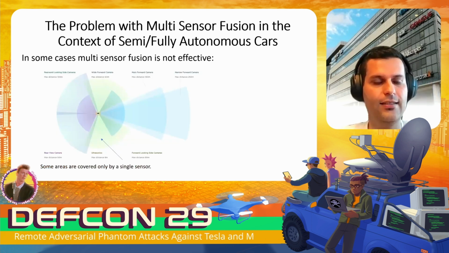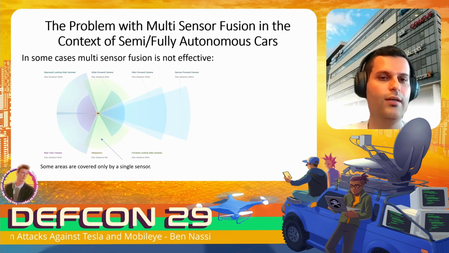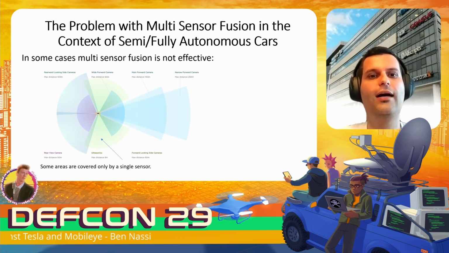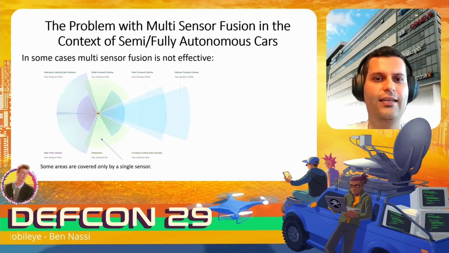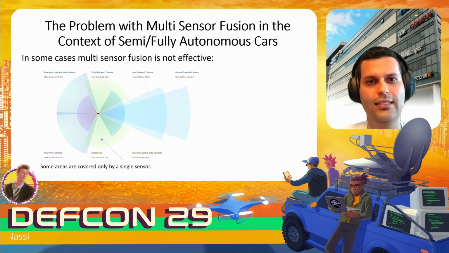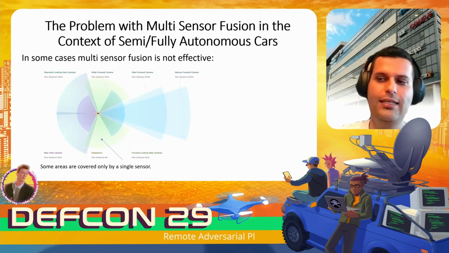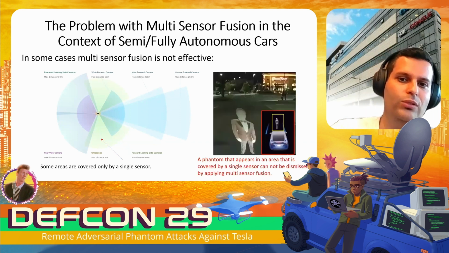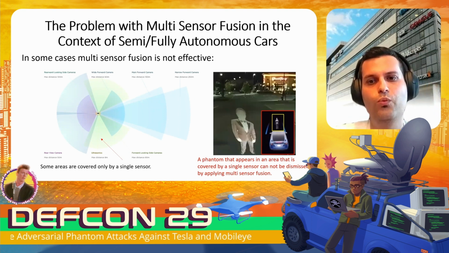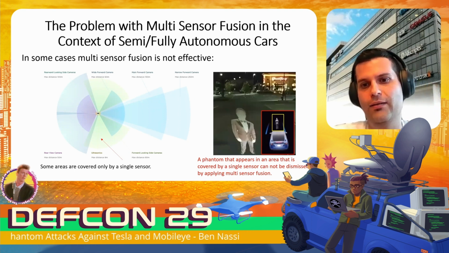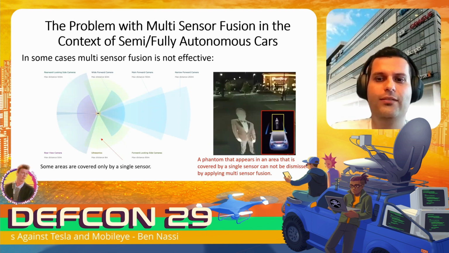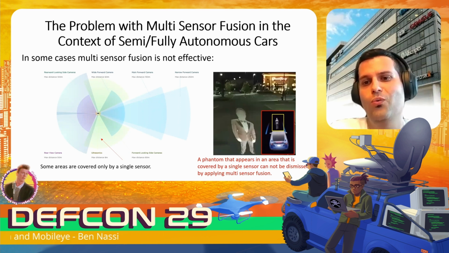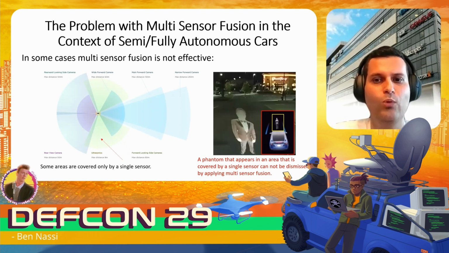In other cases, some areas are covered only by a single sensor. For example, you can see how this specific area of the Tesla, which is only covered by a single sensor, won't be able to detect this type of phantom, which may appear in this specific area, because it is only covered by one sensor, so it cannot be dismissed by applying multi-sensor fusion.